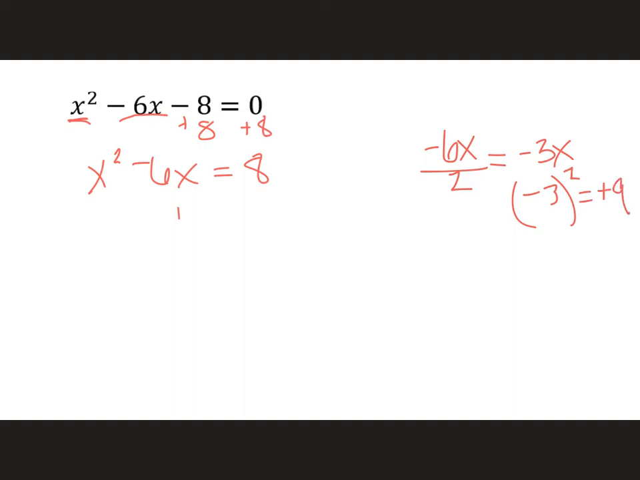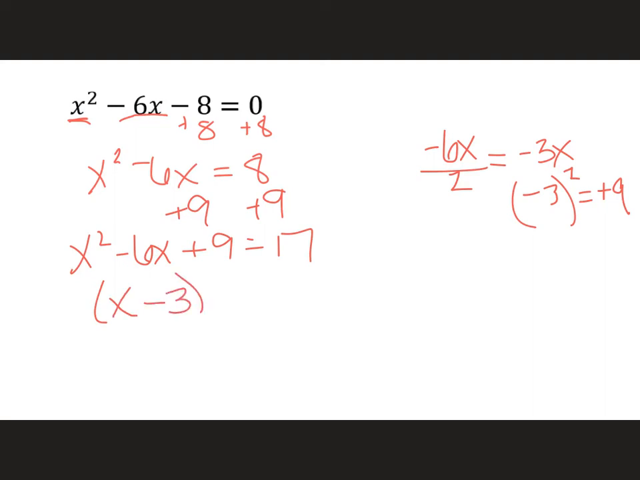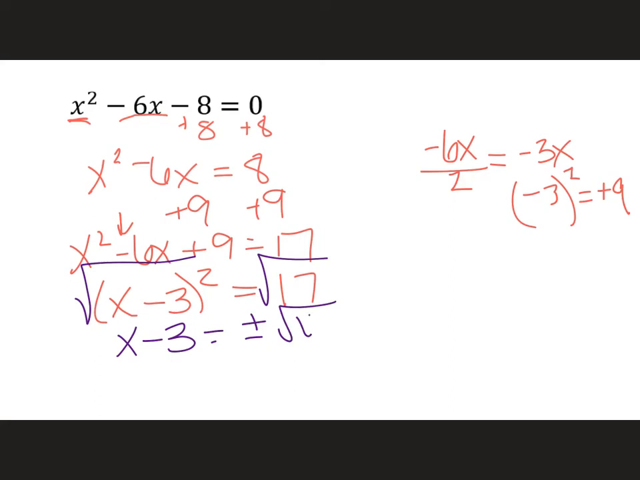So I'm going to bring in 9 on both sides. That would make it x squared minus 6x plus 9 equals 17. Now it is a perfect square, and so I could write it as x minus 3 squared. It would have to be subtraction to match the middle, and that would equal 17. And then from this point, I could take the square root of both sides. So I would have x minus 3 is equal to positive or negative square root of 17.